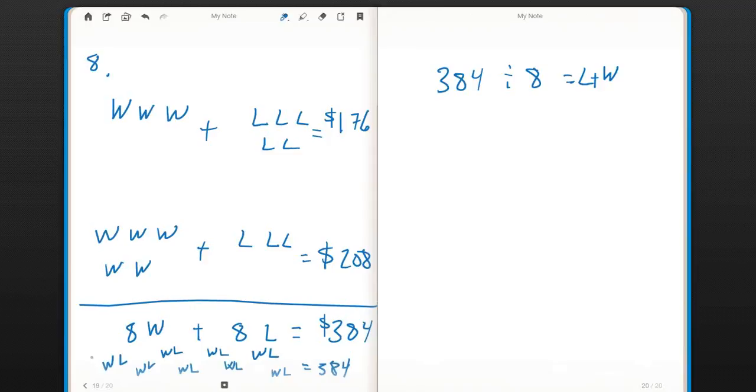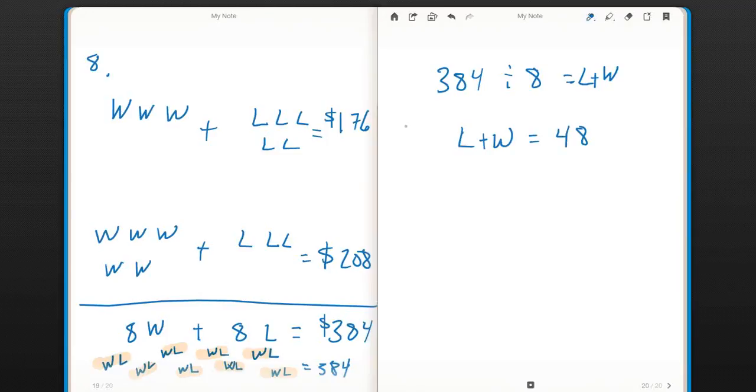And I drew that down here just to help you make it really concrete. I have 8 pairs of watches and lamps. If the total cost is $384, I can divide it by 8 to get the cost of the lamp and watch together. I cannot use this yet to find the cost of one lamp or one watch. But if I do 384 divided by 8, then I get that a lamp and a watch together cost $48.